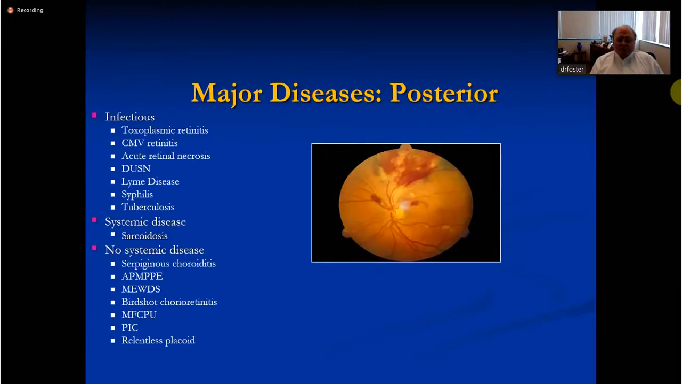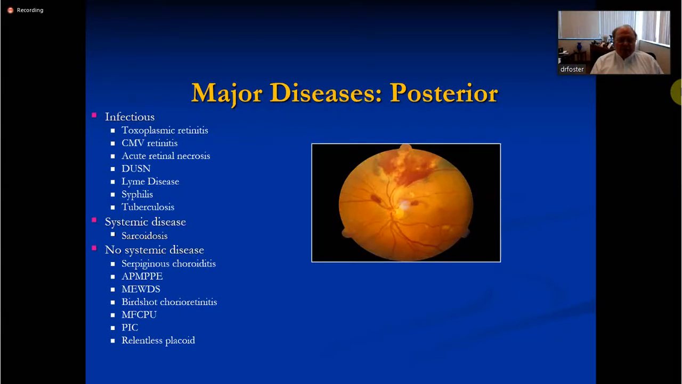Here's a good example of a person with choroidopathy and vasculopathy who has an infectious disease, and specifically CMV retinitis. So one wants to be as clear and descriptive as possible in laying out the terms that one wants to use to describe the person with posterior segment involvement.